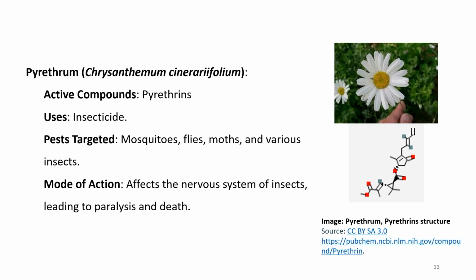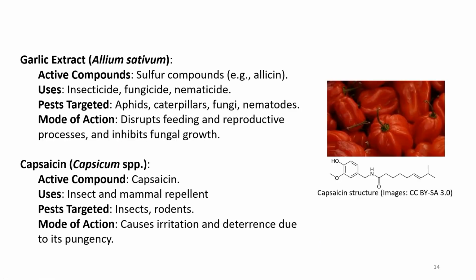Then this is pyrethrum from the chrysanthemum flower. We have these bioactive compounds, the pyrethrins. These target mosquitoes, flies, moths and various other insects. They particularly affect the nervous system of the insects, leading to paralysis and death.